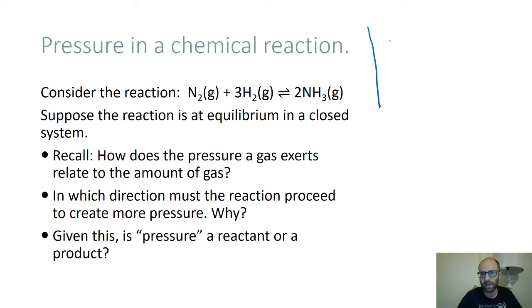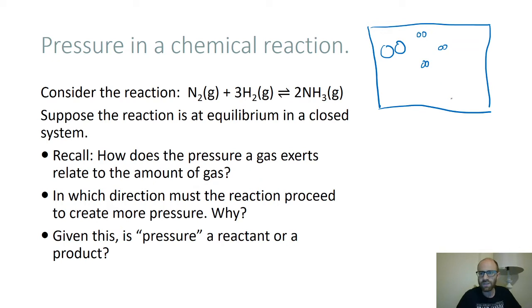I'm going to draw my closed container. I might need to draw a couple of closed containers, actually. And in our container, we've got some N2s and we've got some H2s. I'm just going to draw the stoichiometric amounts, and we've got some NH3s. And KMT is at play. All these gases are bouncing around, running around each other, bouncing off the walls.